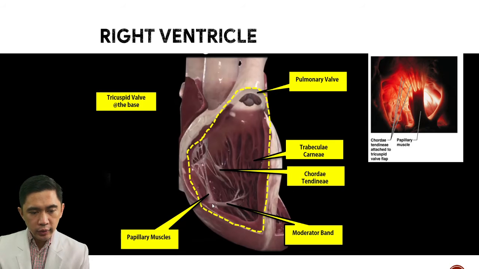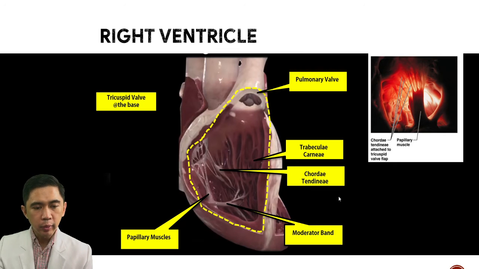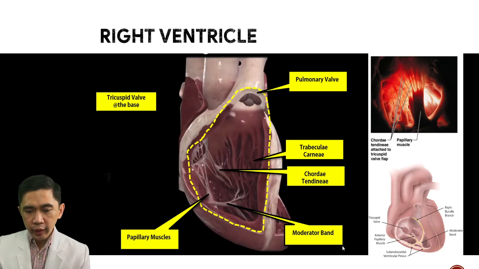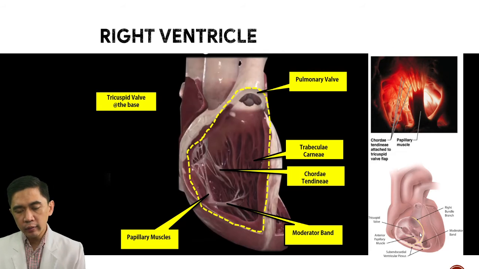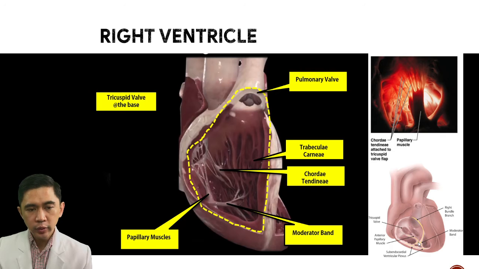Here we'll also see a band of tissue which is more horizontal than the rest. This is what we call the moderator band. The moderator band contains some nerve fibers from the right bundle branch, as you will see later.